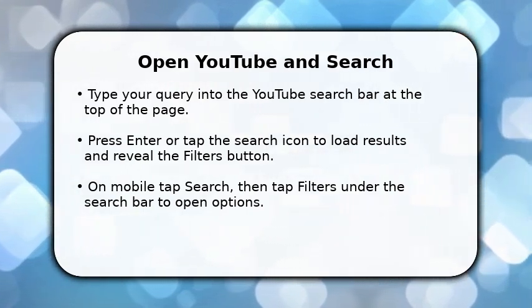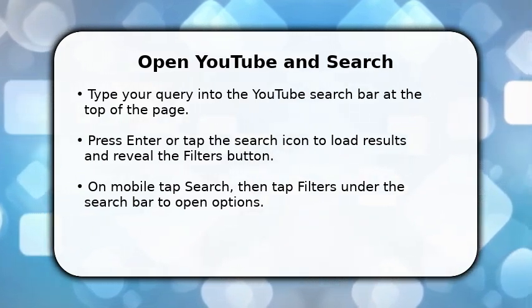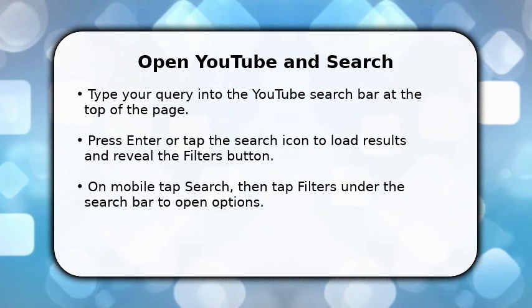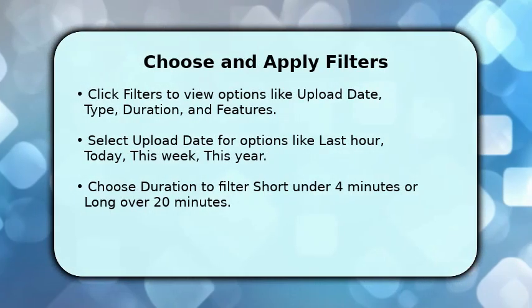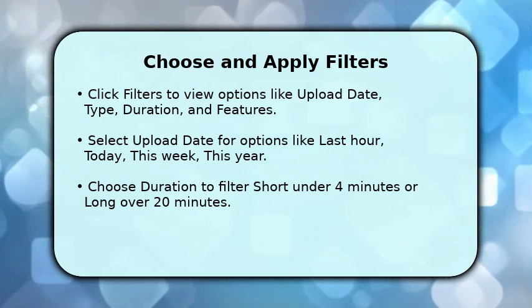On desktop, the Filters button is left of Sort By. On mobile, tap the Filters label or icon to continue to the next step. Click the Filters button to expose categories like upload date, type, duration, and features.